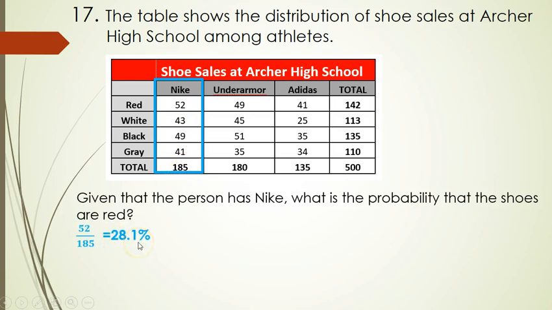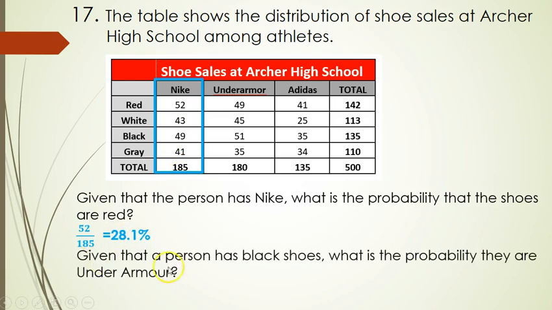That's 28.1%. Our next question says, given that a person has black shoes, what is the probability that they are Under Armour? Black shoes, that's this row right here. Y'all see that? So that's what we're talking about this time. We're going to take this total now, 135, and figure out how many were Under Armour. It was 51. So we're going to take the 51 over the 135, and that gives us 37.8%. So our given tells us which column or row we're talking about, and we're talking about the total, and then what in that column or row do we want.